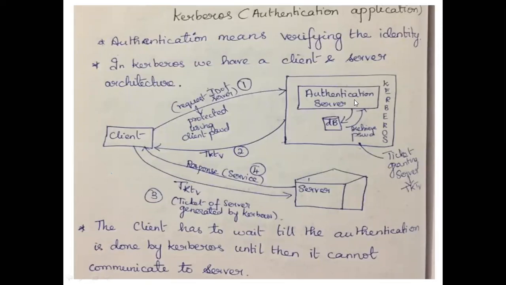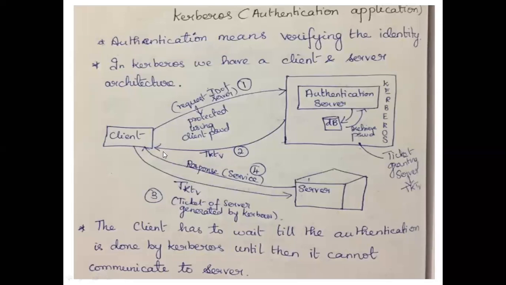The authentication server will refer to its database. And how does the client do this? By logging in with its ID and password. The authentication server will verify the password and send a ticket corresponding to the server. This V is nothing but the server, so this is the ticket of the server.